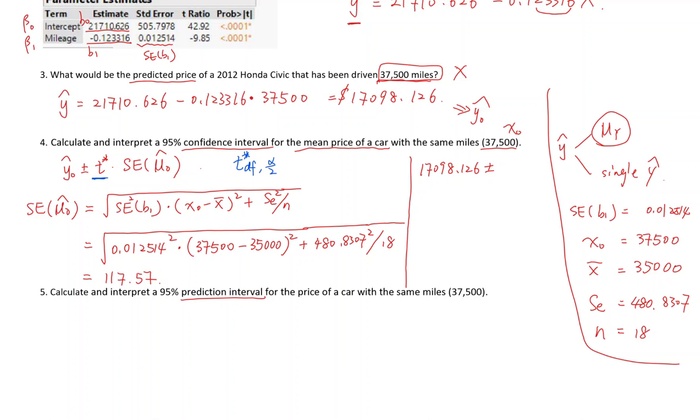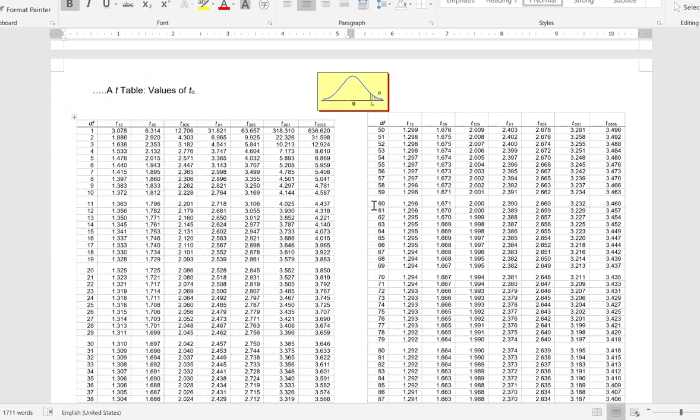So what is our degree of freedom? n minus 2, which is 18 minus 2, which is 16. So this is our degree of freedom. So what is alpha over 2? Alpha is the opposite of 95%, so 0.05 divided by 2, which is 0.025. And then we need to go to the t table and combine these two pieces of information to find the critical value t star. Now let's come back to our t table.